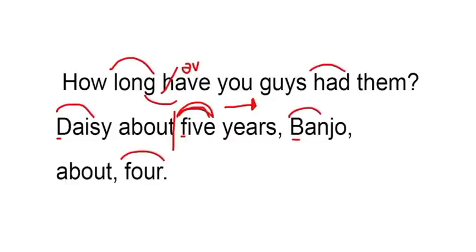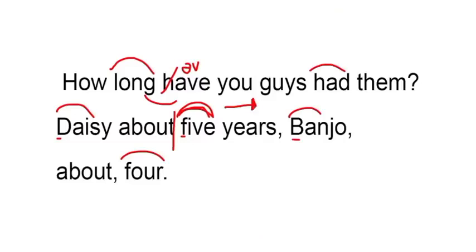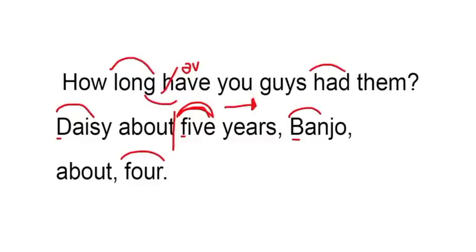5 years. And he's also thinking, how would I say that? Is that true? Maybe he's also thinking about Banjo. He's about to tell me Banjo's age. Maybe he's not quite sure how long they've had Banjo. 5 years, Banjo, 4.